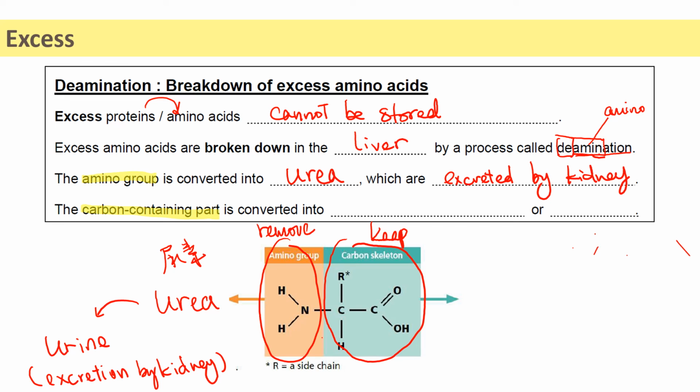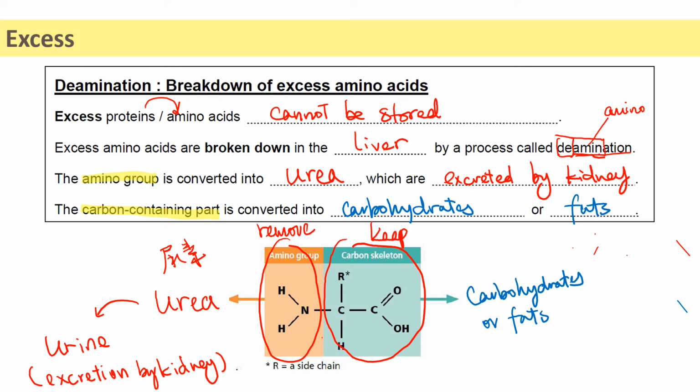While the carbon-containing part that is full of CHO, the liver restructures it into carbohydrates or fats, because they are only made up of CHO, right? So what's their use then? Now they can either be used for respiration to release energy, or they can be stored depending on the situation. Okay?